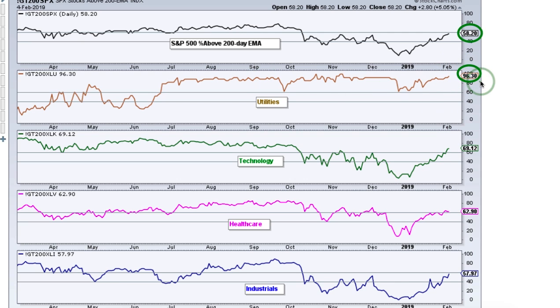Utilities are leading at 96%. Technology is actually showing some leadership at 69%. And then in third place, we have healthcare at 63%. So that tells you that healthcare is one of the leading sectors in an otherwise fragile market here. So it's one of the sectors I would look in for individual stock setups.